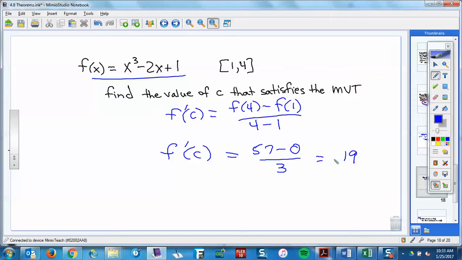Set what equal to the derivative? 19. The derivative would be 3x squared minus 2x. Now, technically, we should probably write that as... Well, wouldn't it be just 3x squared minus 2? Yeah. That would be a dumb mistake to do all that work and then do that. Equals 19, right? So 3x squared minus 2.